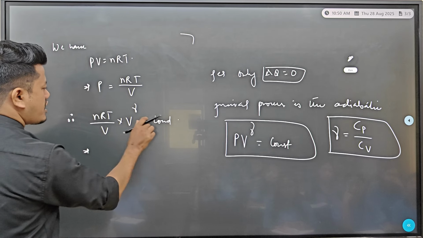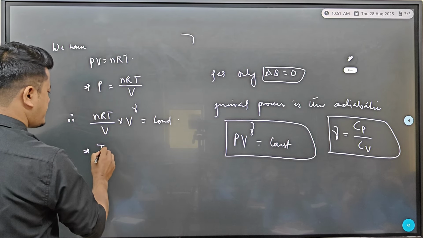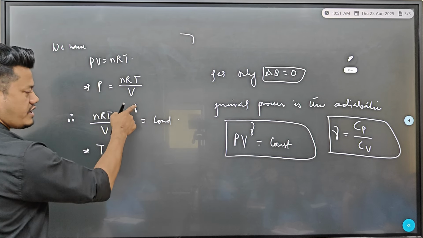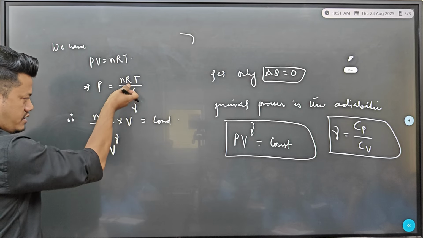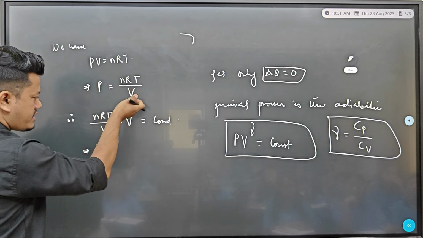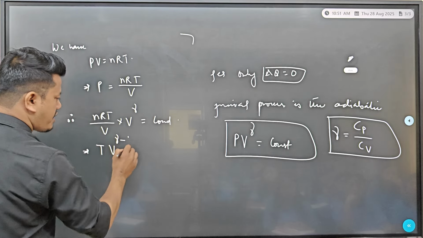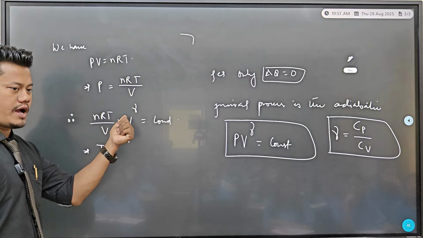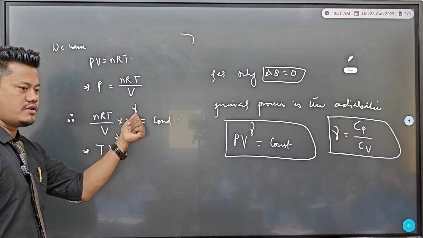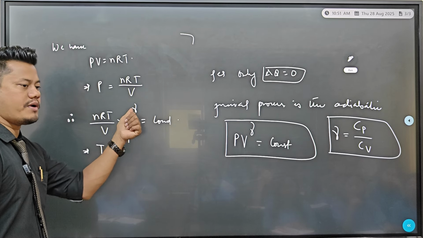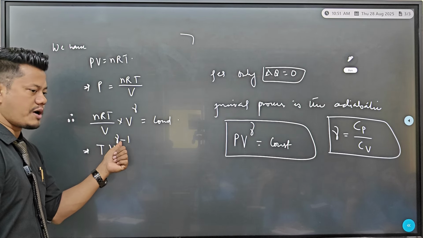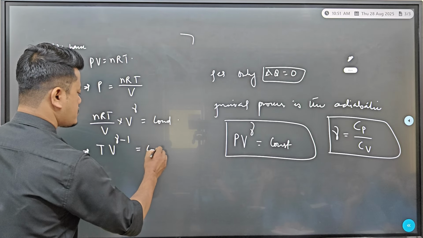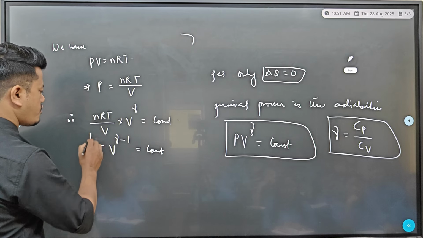If I send this nR towards the right hand side, then I can write here T, V to the power gamma. If I take this V in the numerator part, can I write here V to the power gamma minus 1? Because if I take this V up, I can write V to the power minus 1, or not? V to the power gamma into V to the power minus 1 will give you V to the power gamma minus 1. Yes or no? It can be written as constant. Is that clear?